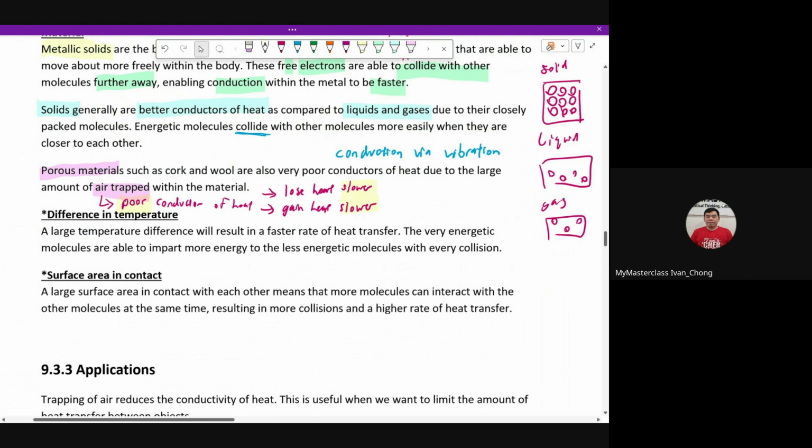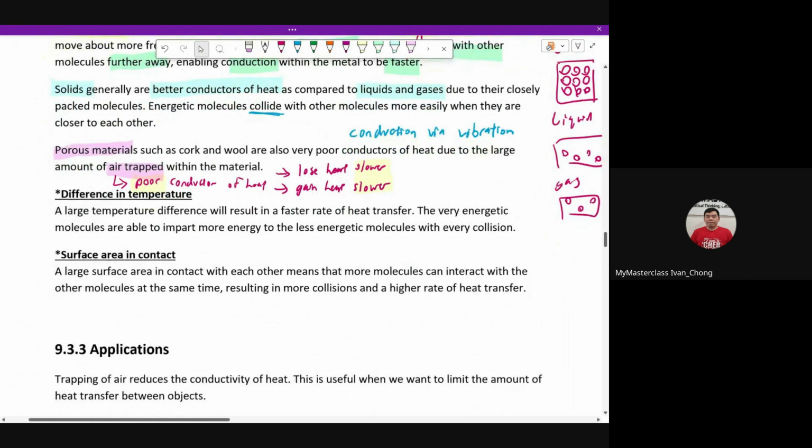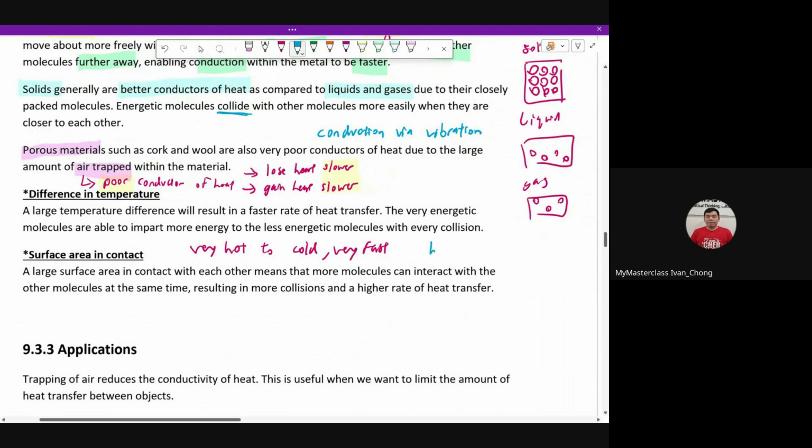Next, let's talk about the difference in temperature. Basically, as long as you have a big difference in temperature, from very hot to cold, it will be very fast. But if you are from not so hot to cold, you'll be slower. You'll still be fast, but not very fast compared to the big difference. So just take note, when you have a very big difference, it will take place faster, because the world doesn't like to be different, so it will always try to have some form of control over what is going on.